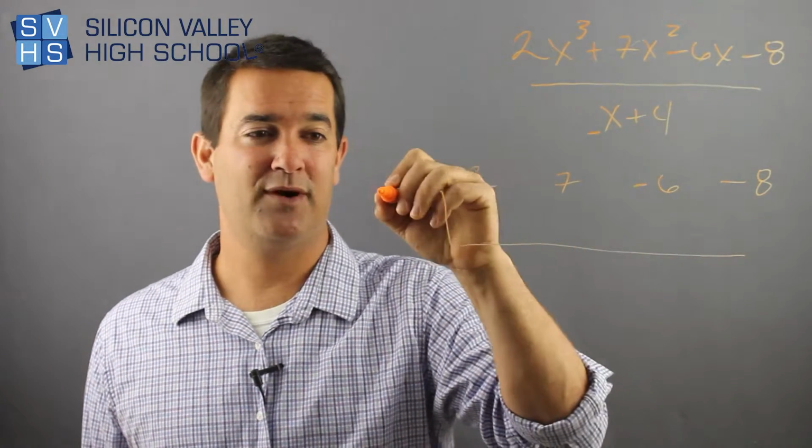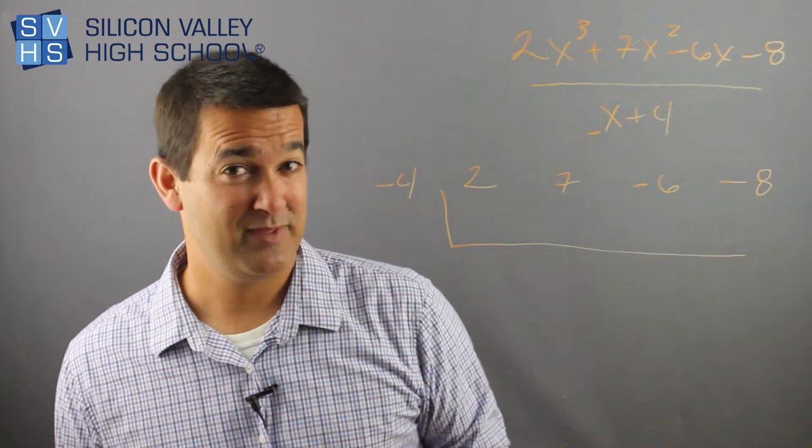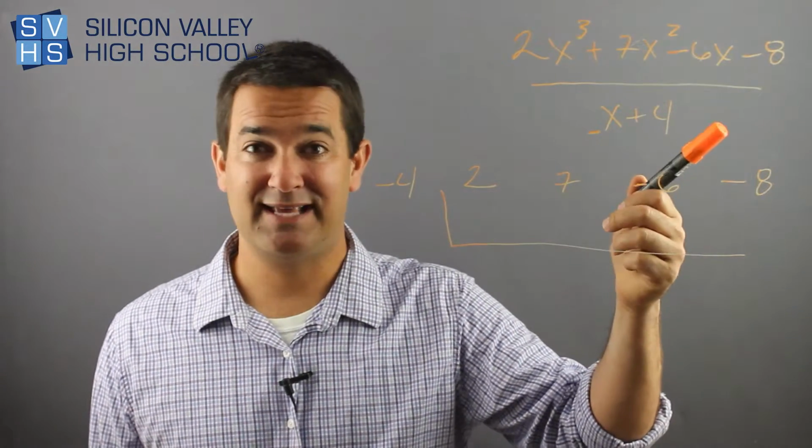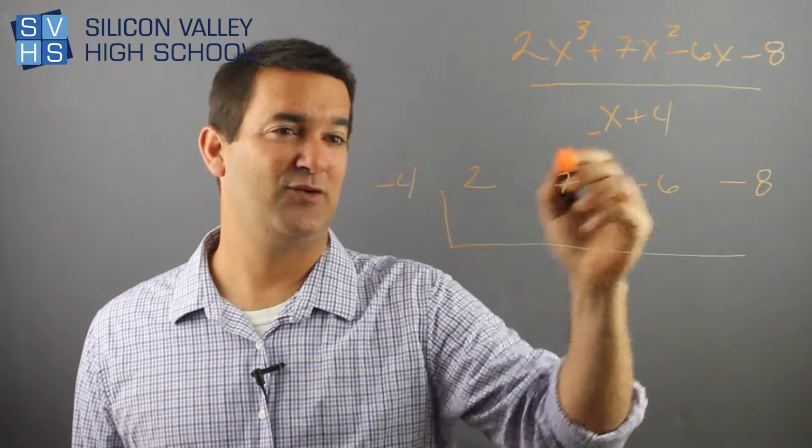Now, the number that goes out here is the opposite of this. If this is x plus 4, this is a -4. That's another area that messes people up. If you divided by x minus 7, this would be a positive 7. It's the opposite. In this case, we have x plus 4, so it's a -4.